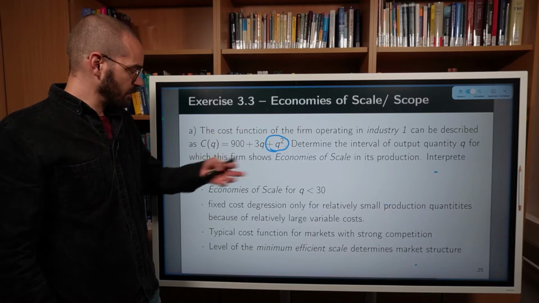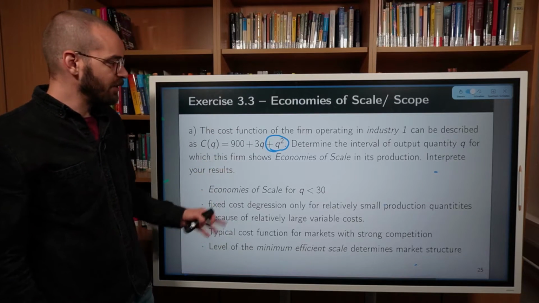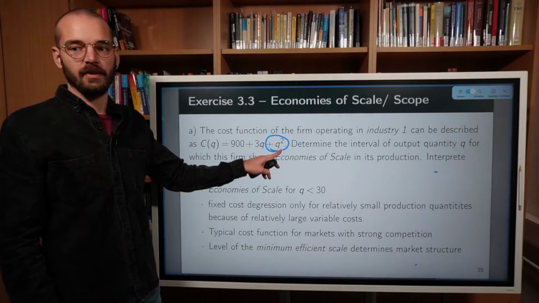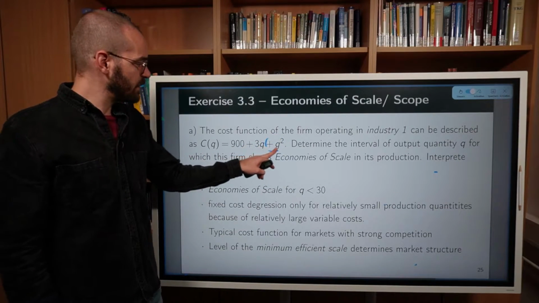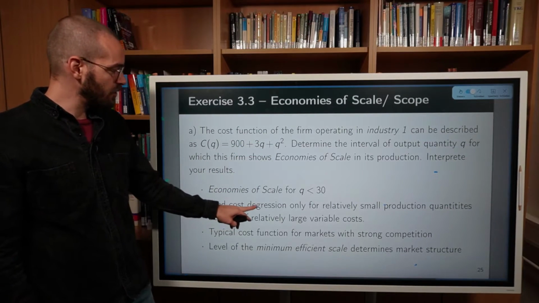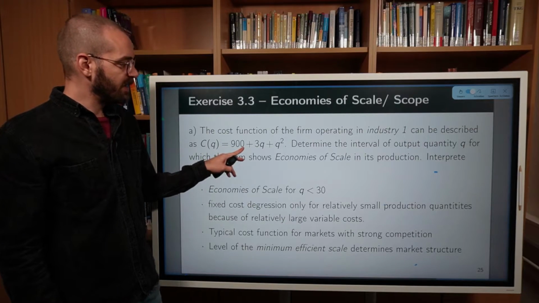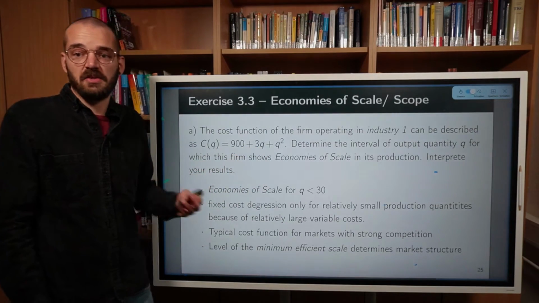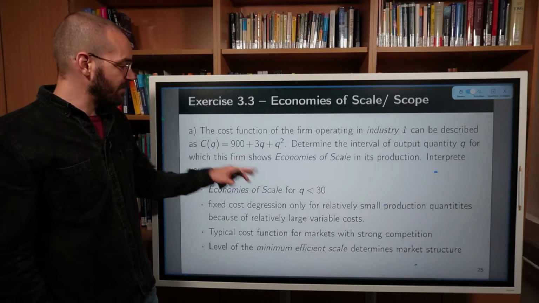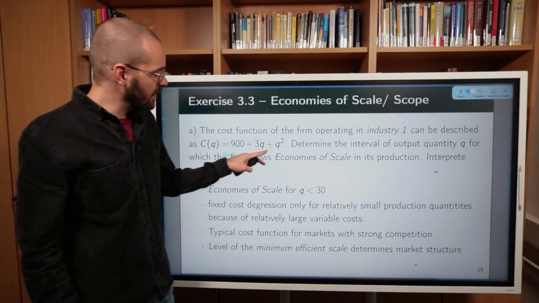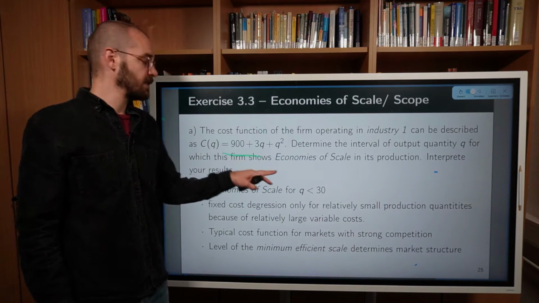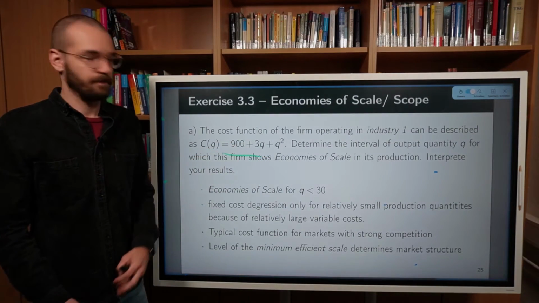Just to put this into perspective, for a value of 30, of course, we already know that the fixed costs are exactly as high as the variable costs. So in this specific case, we do see the advantages of a fixed cost degression, at least in the beginning, but then after a certain amount, and we already know it's 30 or 29, after this amount, the exponential increase in variable costs outweighs the fixed cost degression.